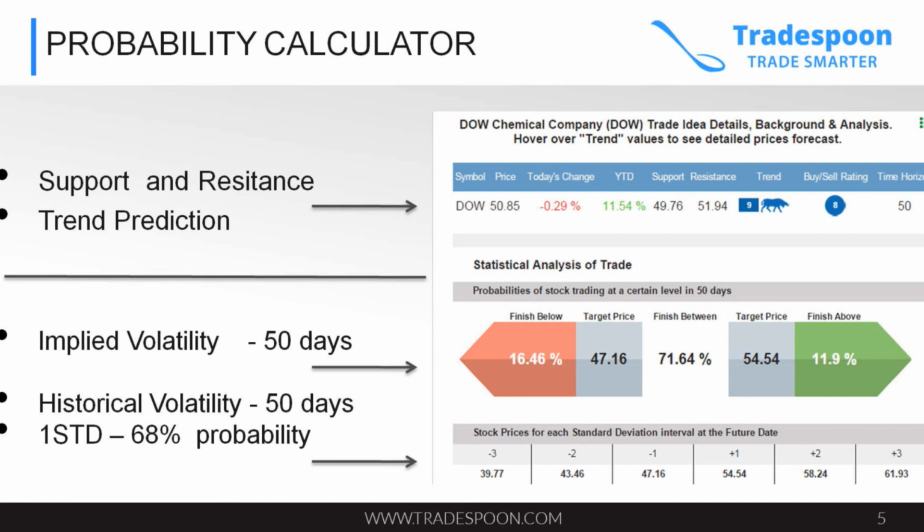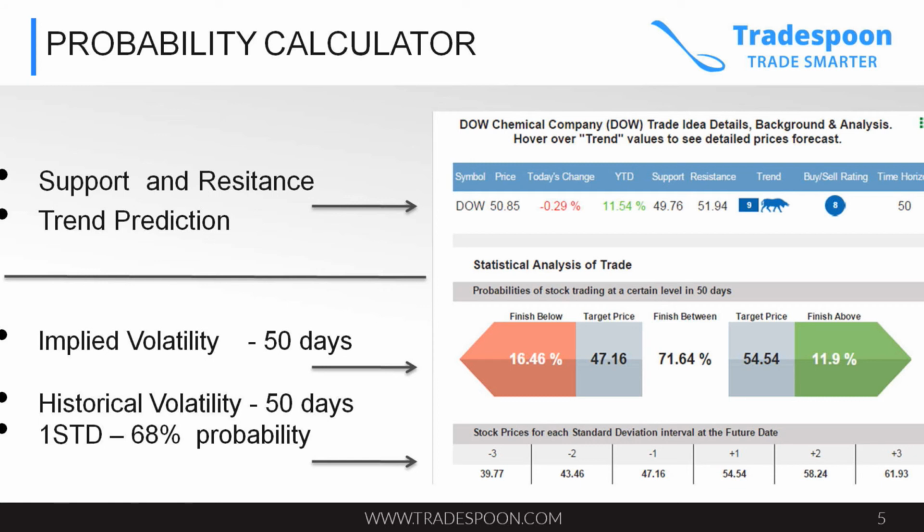You might be better off paying more and buying the 45 call, because you see that there's a 71.64% probability that Dow Chemical will be between 47.16 and 54.54 in the next 50 days. Also on the bottom of your screen you see historical volatility, that shows you analysis for the past 50 days, how volatile the stock was. And then you can compare the implied volatility, the future, versus historical volatility, the past, and see if there is a discrepancy and what is happening in the underlying asset.